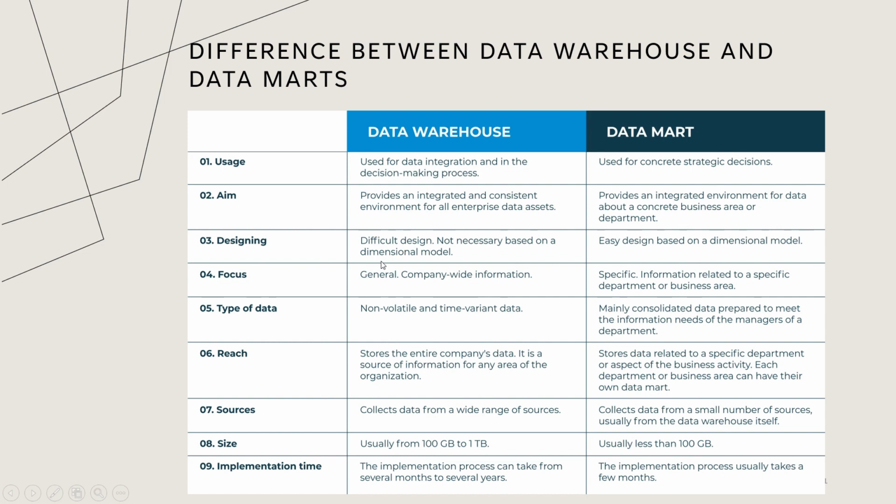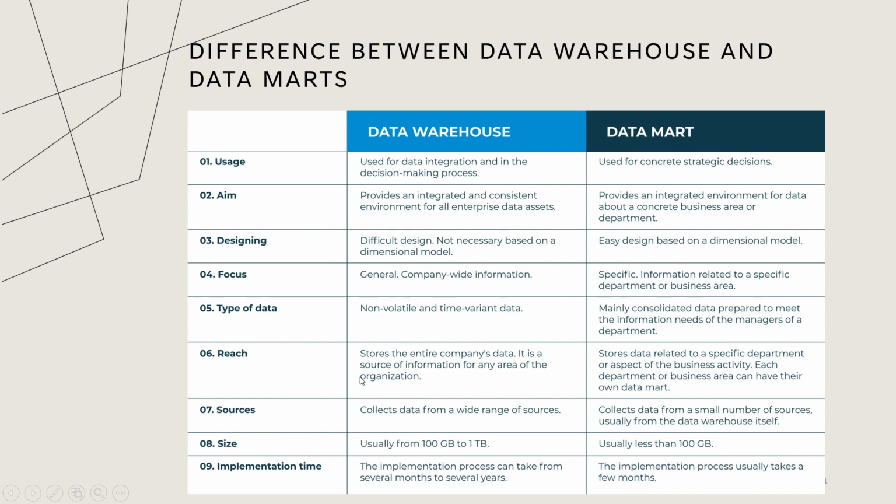A data warehouse focuses on general company-wide information, and a data mart focuses on specific information related to a specific department or business area. Type of data: there are two types of data, non-volatile and time variant, in a data warehouse. And in data marts, mainly consolidated data prepared to meet the information needs of managers for a department. How to reach the data? A data warehouse stores the entire company's data. It is a source of information for any area of the organization. A data mart stores data related to a specific department or aspect of the business activity. Each department or business area can have its own data mart.